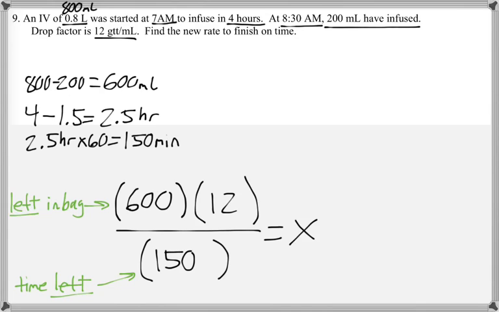So 600 times 12 divided by 150, and we get 48. So 48 GTT per minute.